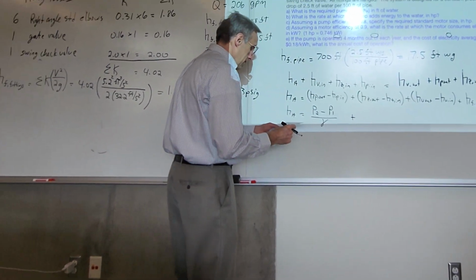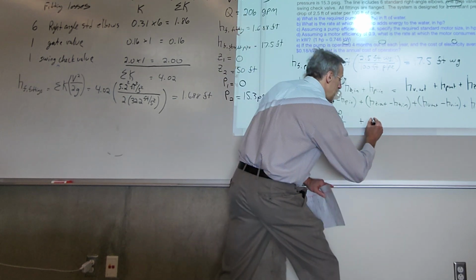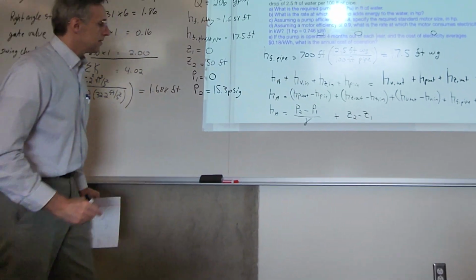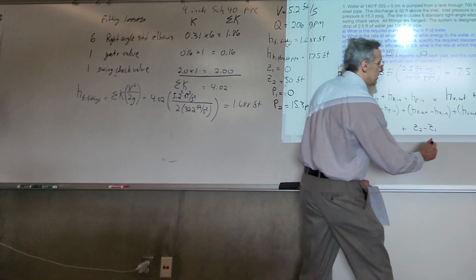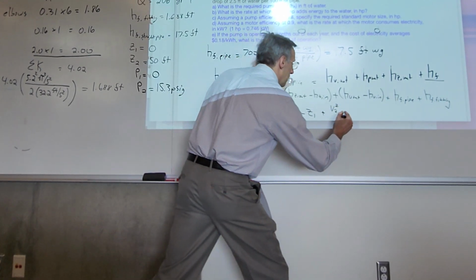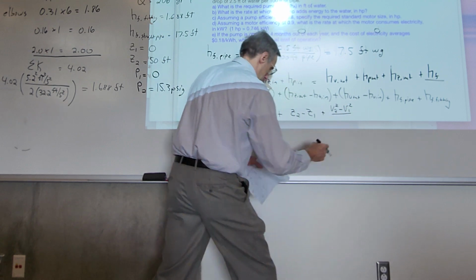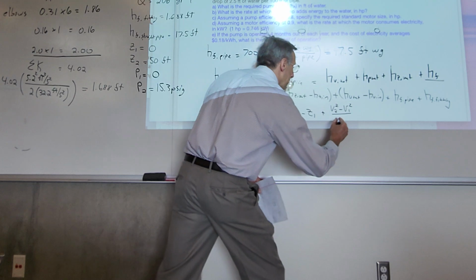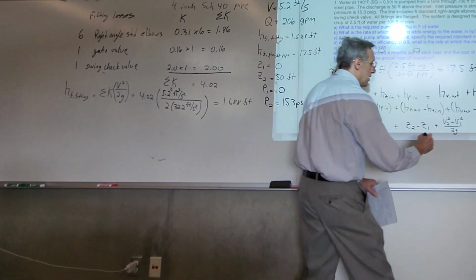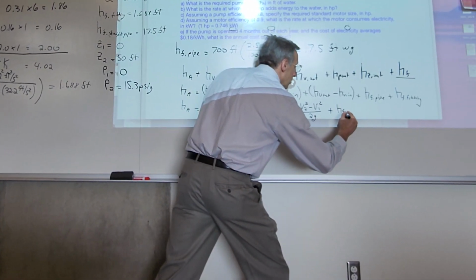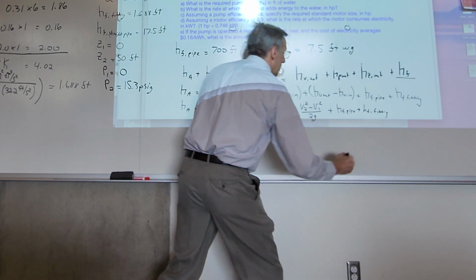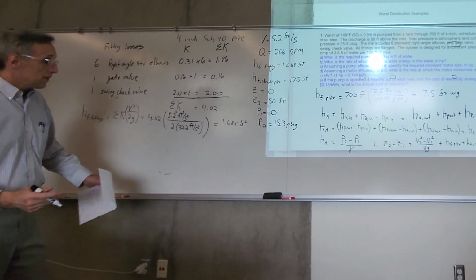And this is easy because it's just Z2 minus Z1, in feet. And then our change in velocity head. And then our friction. Okay, so now we just plug in.